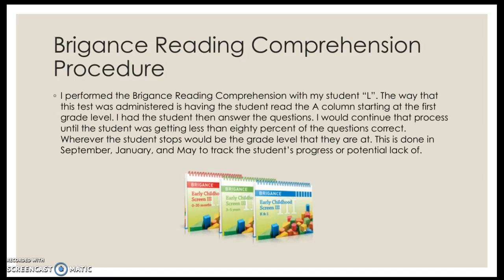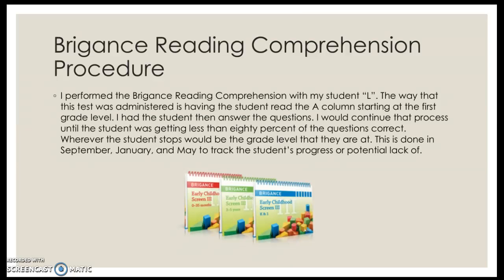So the Brigance reading comprehension is the test that I gave out in my classroom, and the procedure for that is that I performed it with my student Elle. The way the test is administered is you have the student read the column A starting at the 1st grade level. Then you have the student answer the questions that go along with this. I would continue that process until the student was getting less than 80%, which is more than 1 wrong on the questions. Whenever the student stopped would be the grade level that they're at.